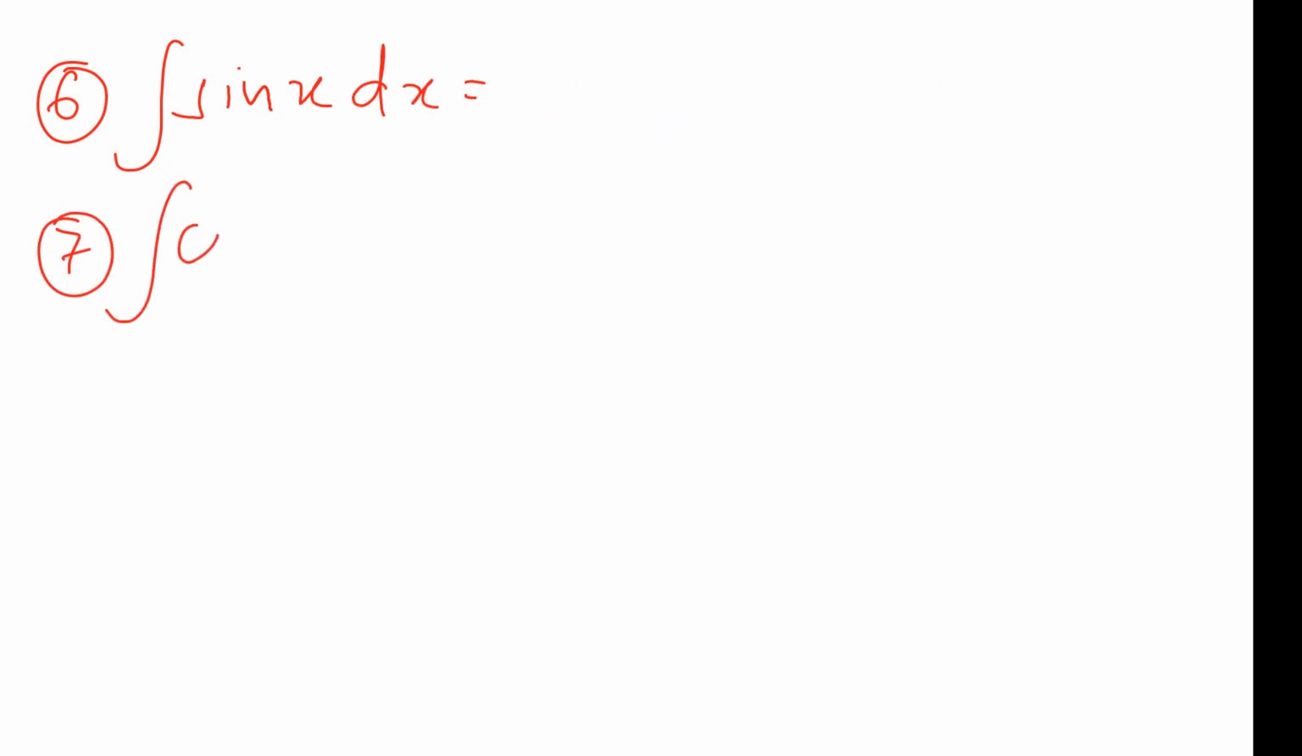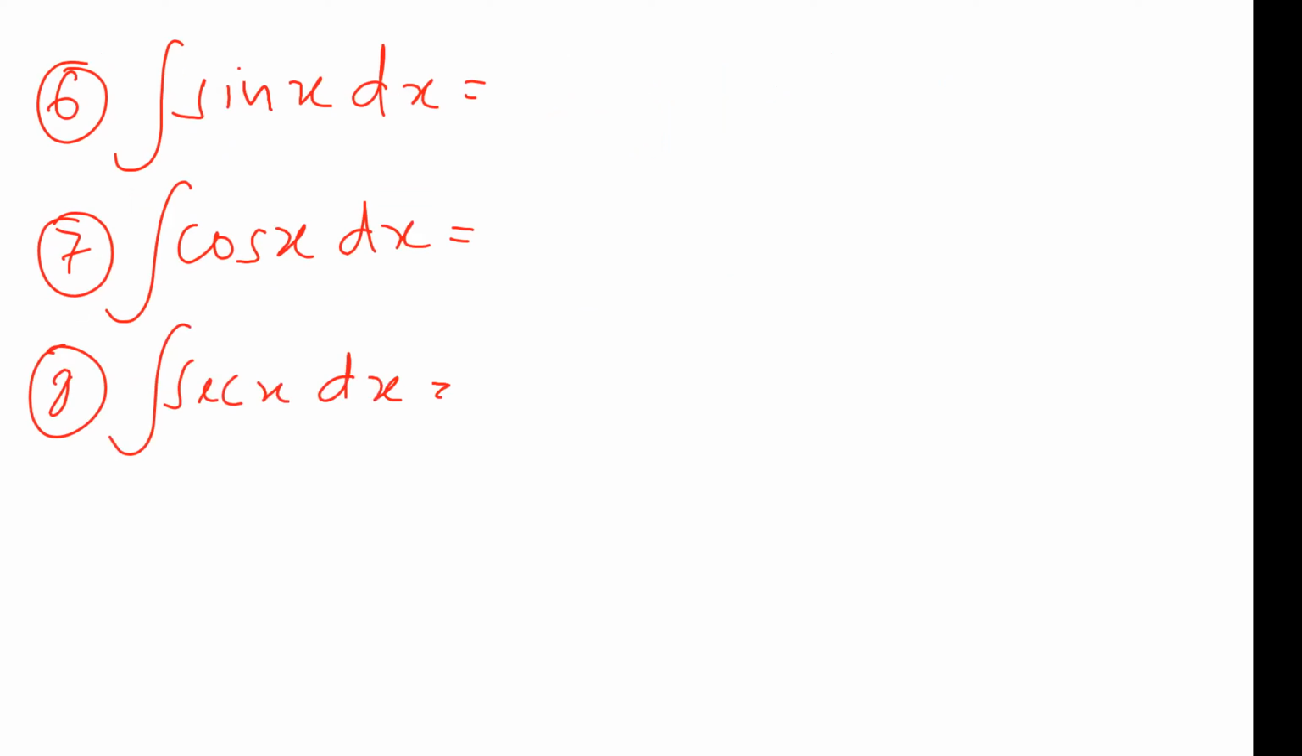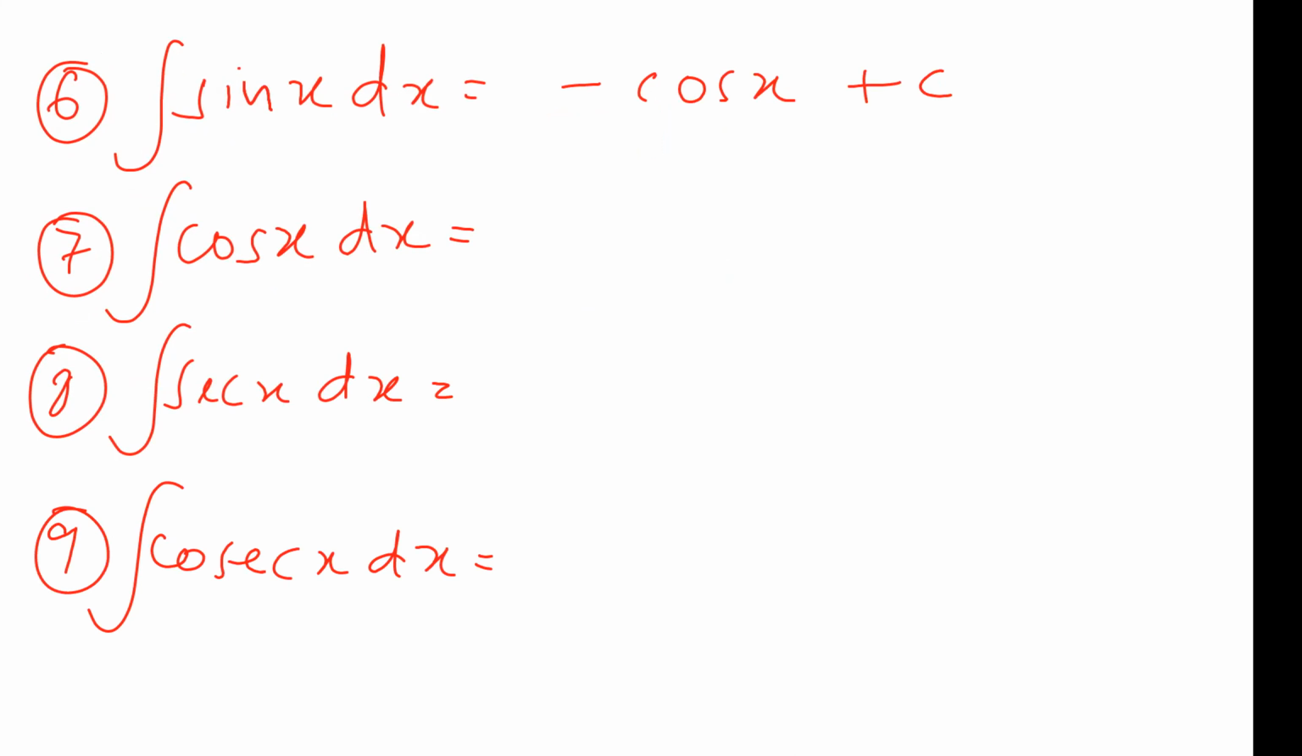Sixth one. Now all the trigonometric formulae: sin x dx, then cos x dx, then sec squared x dx, cosec squared x dx. So integration of sin x is minus cos x. Just remember that. In derivatives it was something else, here it is minus cos x. Integration of cos x is sin x plus c. Don't worry about the plus c part, it will be clarified to you.